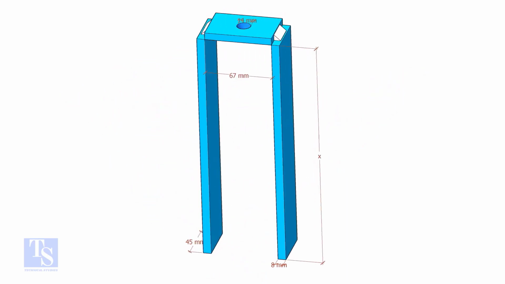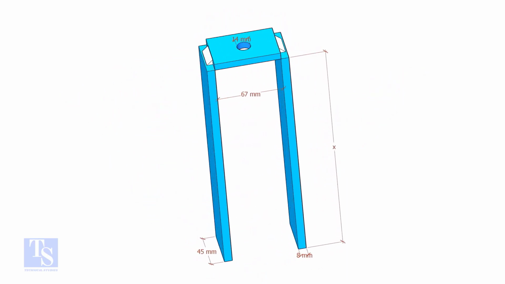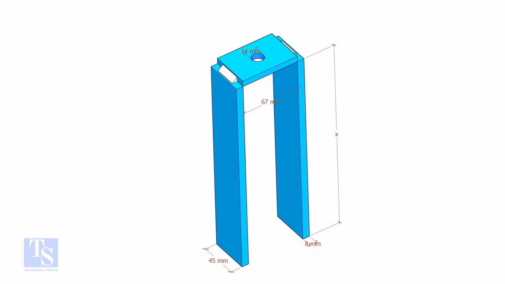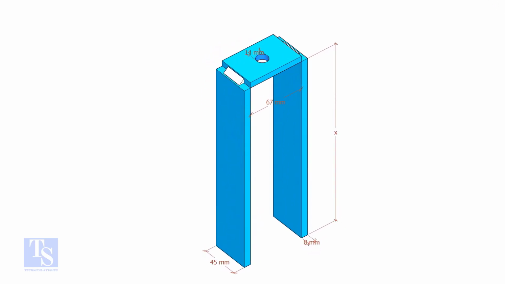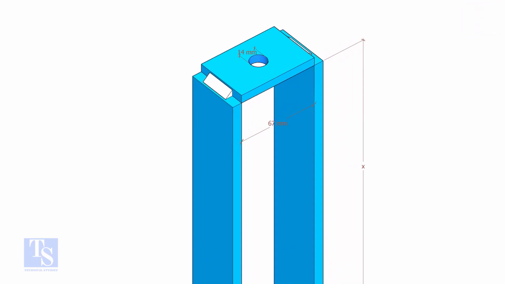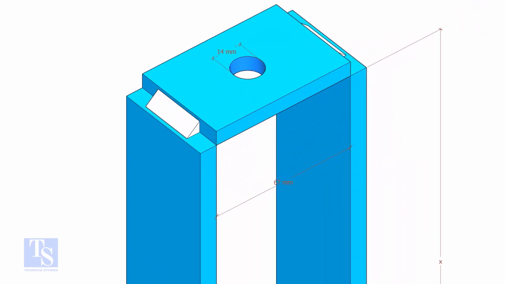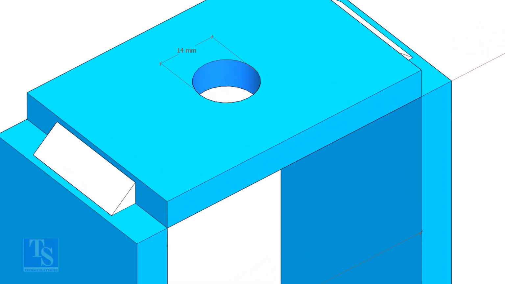Make one frame, like this. The size shall be 6 or 8 mm thick, and 50 mm in width. The height of the frame depends on the size of the elbow. The hole size shall be 2 mm more than the size of the bolt.